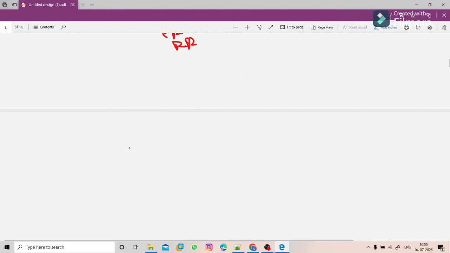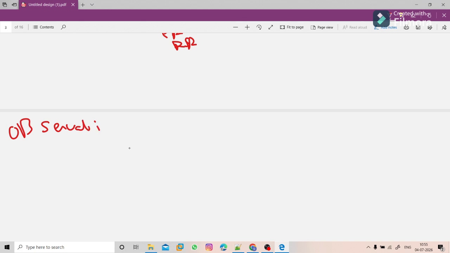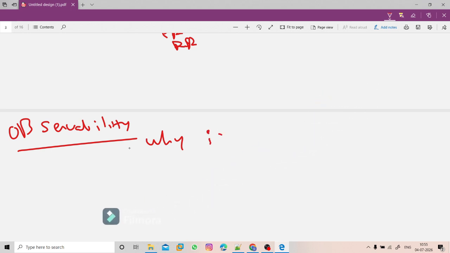Next one is observability. Now let's move to observability. Observability goes one step beyond monitoring. Monitoring tells you something is wrong, and observability answers why it is wrong. That's the question.